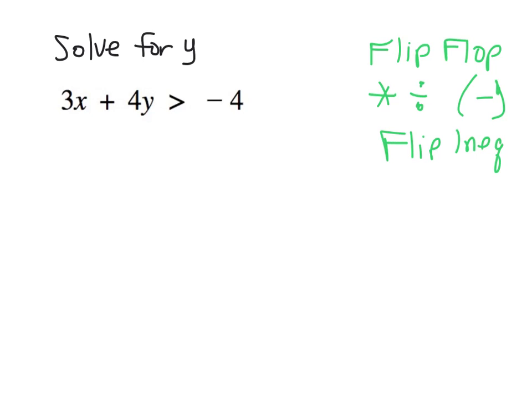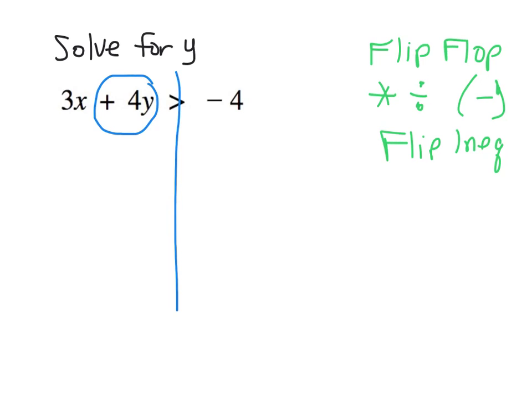So when I look at this inequality, I'm going to follow the same process. I'm going to draw my line down the inequality sign, and I'm going to circle my y term, including the sign. My goal is to get this y isolated, or all by itself on the left side of the inequality. So I'm going to need to move the other term.